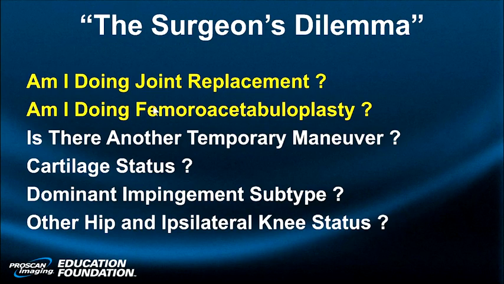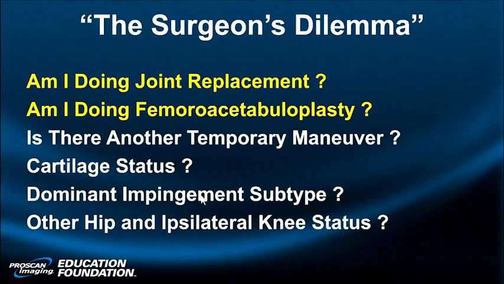So the surgeon's dilemma: am I doing a joint replacement? Am I going to do a femoroacetabuloplasty? Well, how do you make that decision? You have to have good hyaline cartilage. Is there something else temporary you can do, like inject lubricant or Synvisc? But the key to making this decision is, what is the status of the rest of the joint? And then it's helpful to know, what is the dominant impingement subtype?